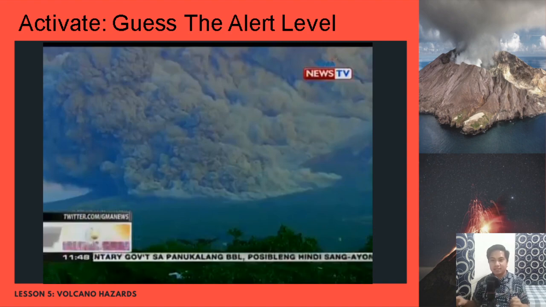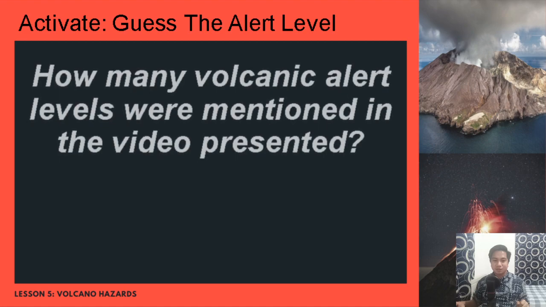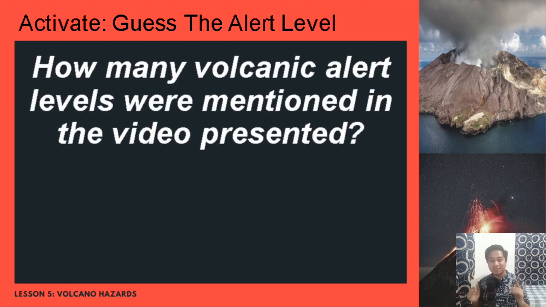Okay, so that was an example of the presentation of alert levels based on the characteristics or features that a volcano is experiencing or presenting during the eruption itself. So if you can still remember, let me ask you this question. How many volcanic alert levels were presented in the video presentation? Let me know in the comment box later how many alert levels there were and how these alert levels differ from each other. Okay? So now let's tackle the concept of volcano hazards.